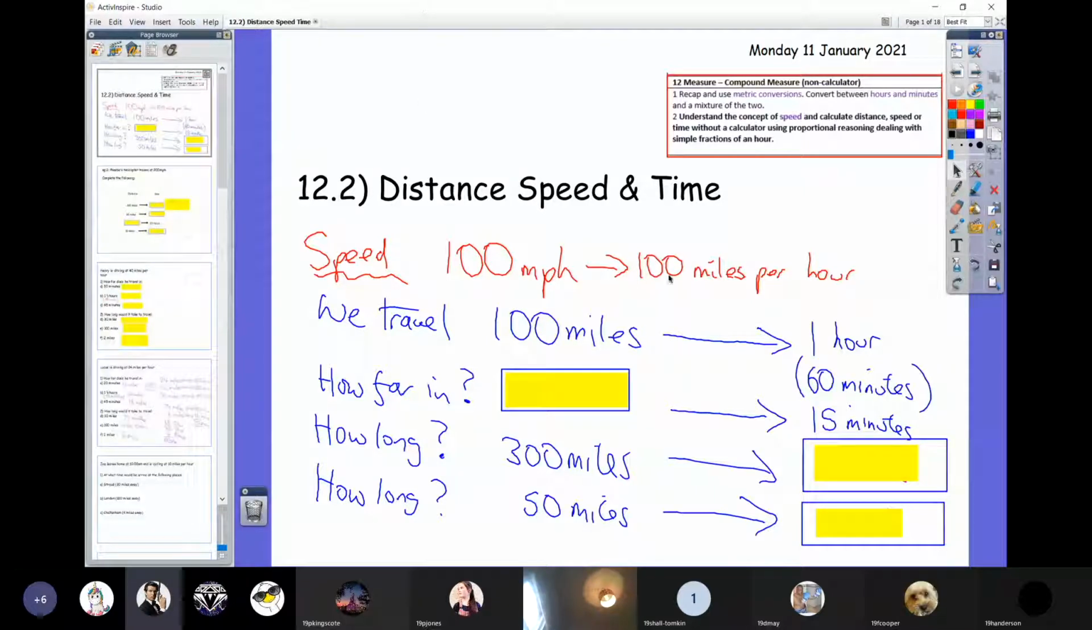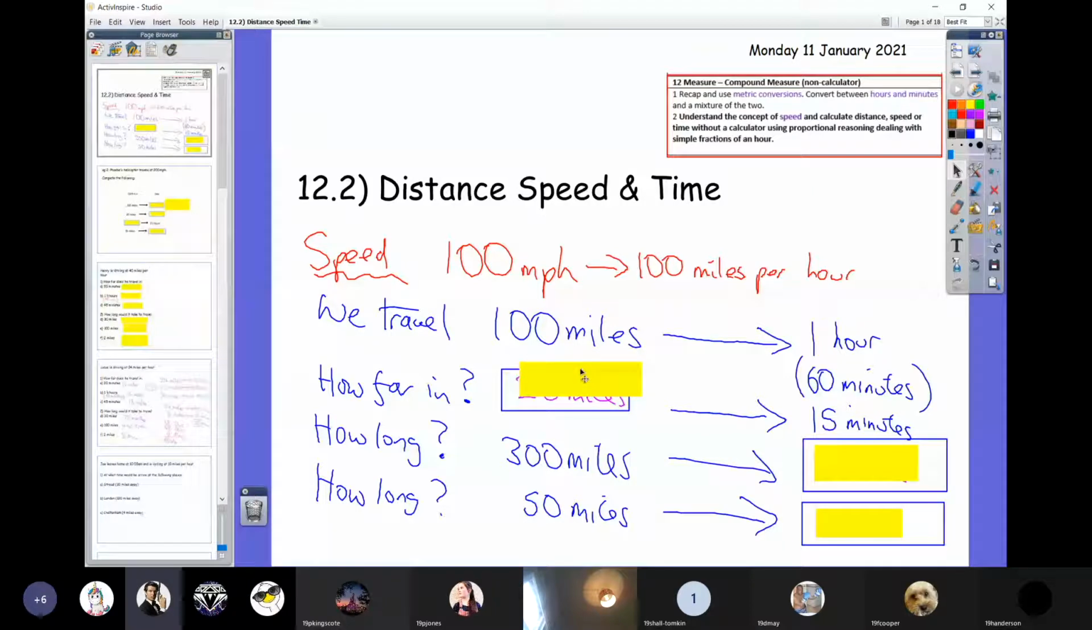So if we're going at 100 miles per hour, that's 100 miles in 60 minutes, 1 hour. So how far will I go in 15 minutes? Well, that's a quarter of an hour. So it's a quarter of the time, so I'm going to go a quarter of the distance. A quarter of 100 is 25. So that's going to be 25.